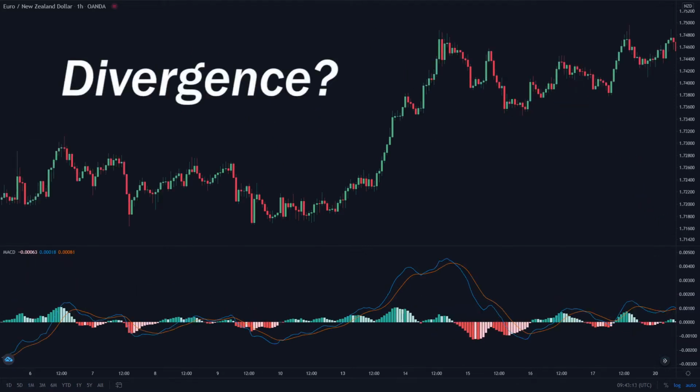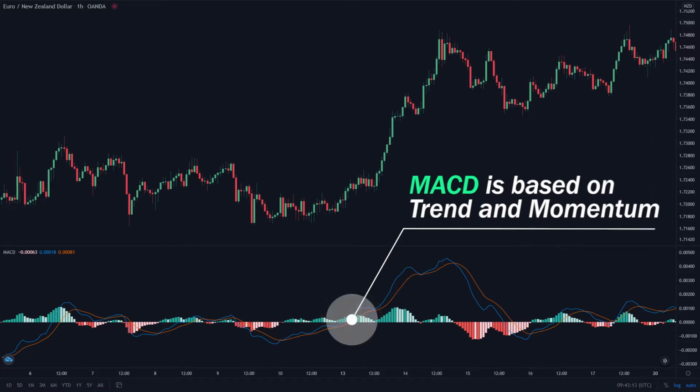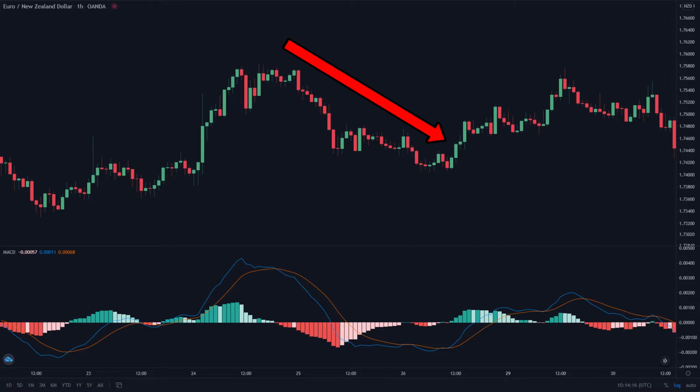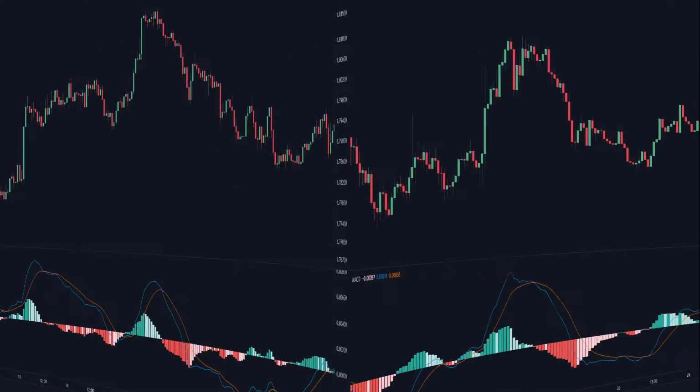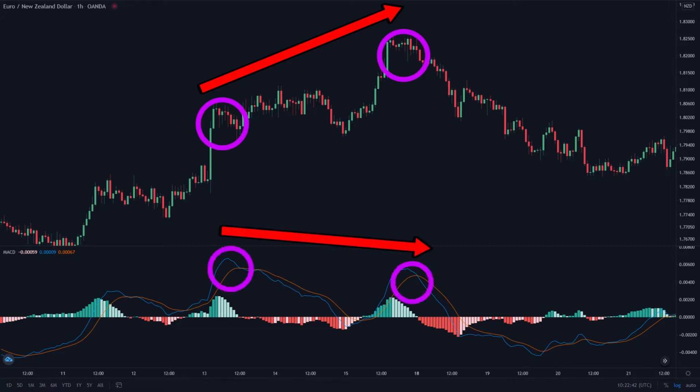First of all, what is a divergence? So we all know that the MACD is an indicator that is based on trend and momentum. Usually, when a price is on an uptrend and has a strong momentum, the MACD is also heading in an upwards direction. And when the price is on a downtrend while having a strong downwards momentum, the MACD is also heading downwards. But there are instances where the price is indicating an uptrend and forming higher highs, however, the indicator is actually heading downwards and forming lower lows instead.